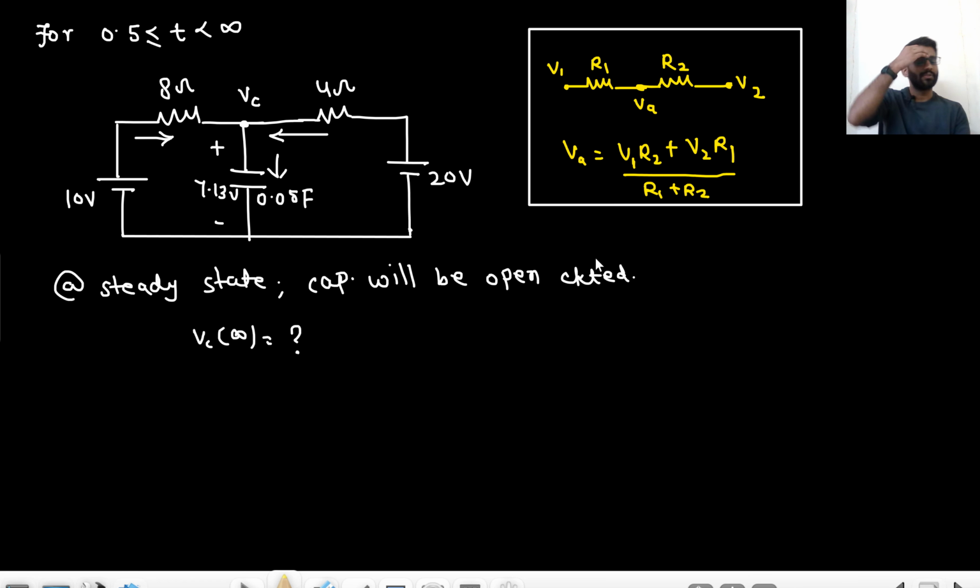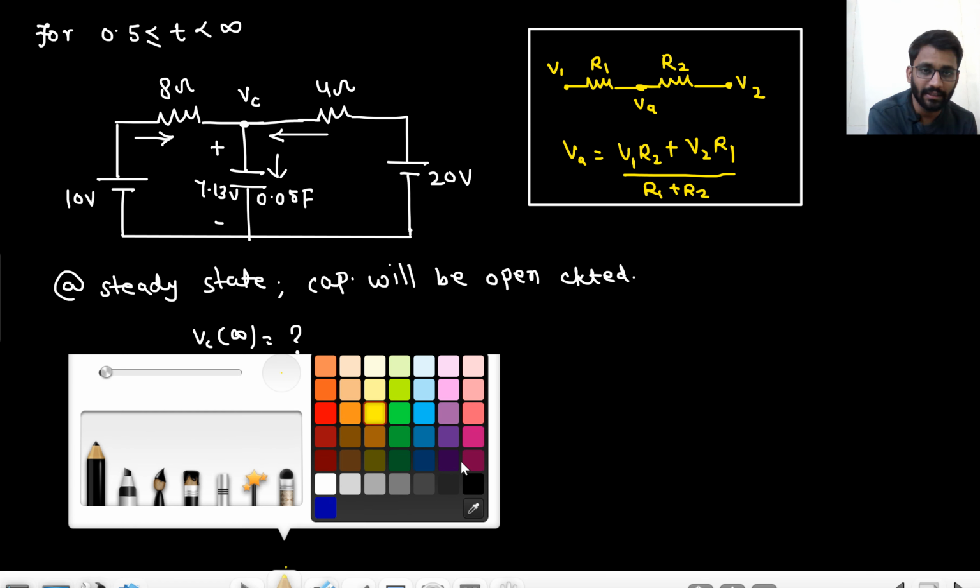So sometimes you can use this method. You can derive it as well: (VA minus V1)/R1 plus (VA minus V2)/R2. If you solve it, you will get this value of VA: (10 into 4 plus 20 into 8) divided by 12. If you think you may make some error while solving the problem, then you should not apply this formula. You should be solving with nodal analysis only: (VC minus 10)/8 plus (VC minus 20)/4 equals 0. By that you can find the value of VC infinity, or by this method also you can solve.